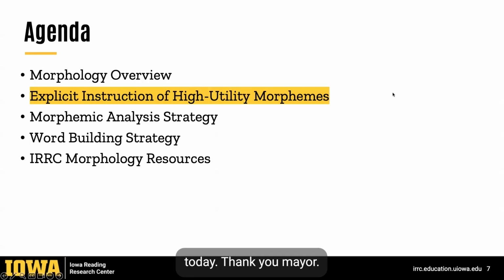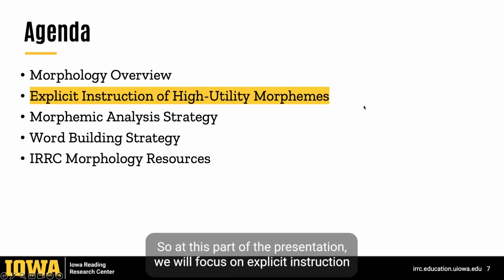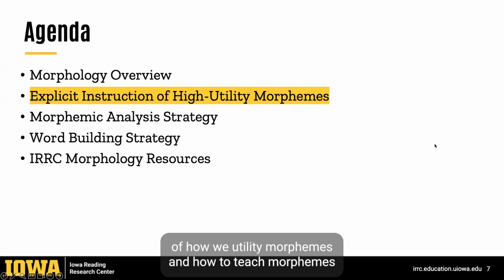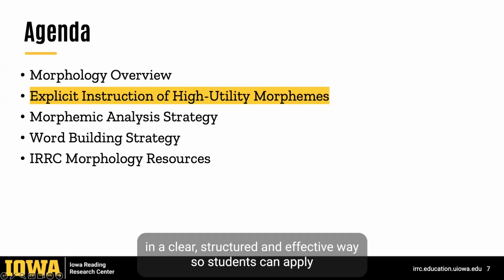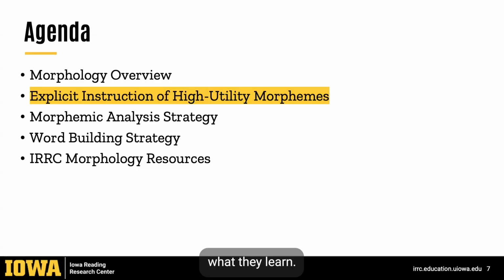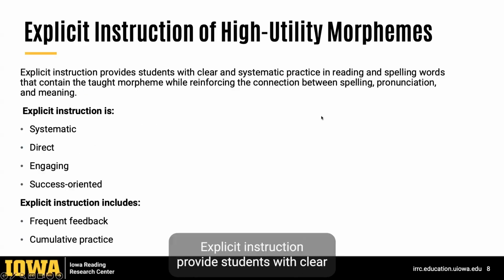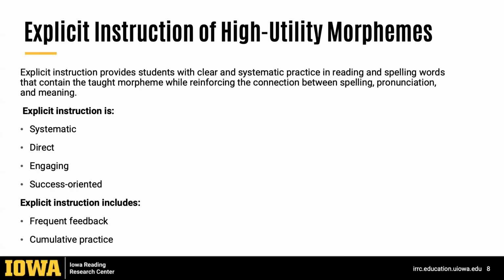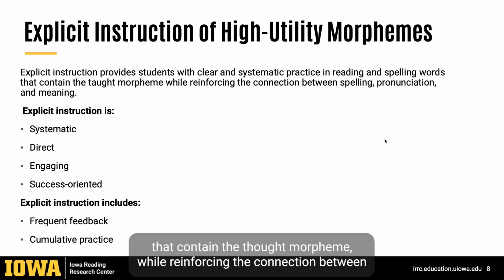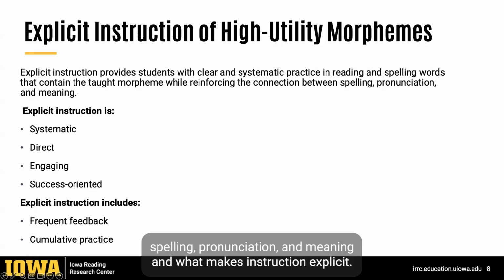Great. Thank you, Leah. So at this part of the presentation, we will focus on explicit instruction of high utility morphemes, how to teach morphemes in a clear, structured, and effective way so students can apply what they learn. Explicit instruction provides students with clear and systematic practice in reading and spelling words that contain the taught morpheme while reinforcing the connection between spelling, pronunciation, and meaning.